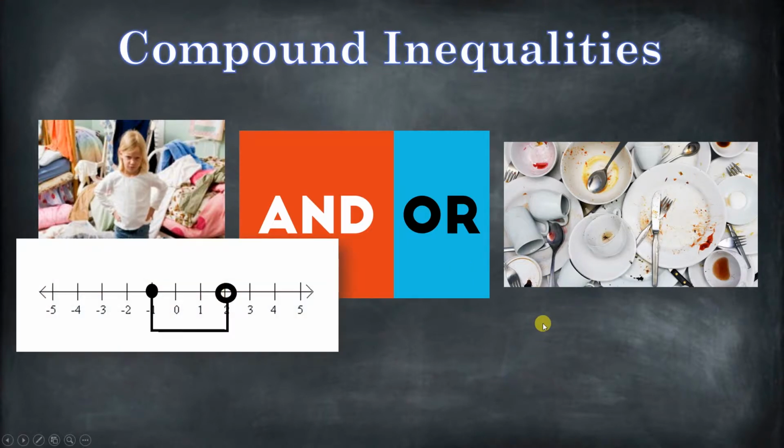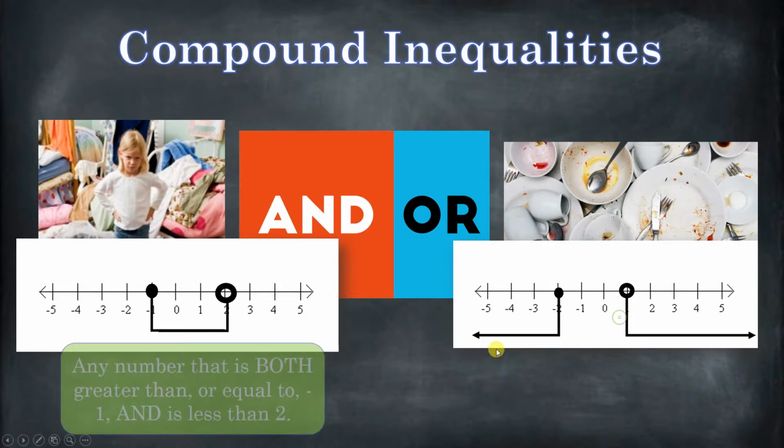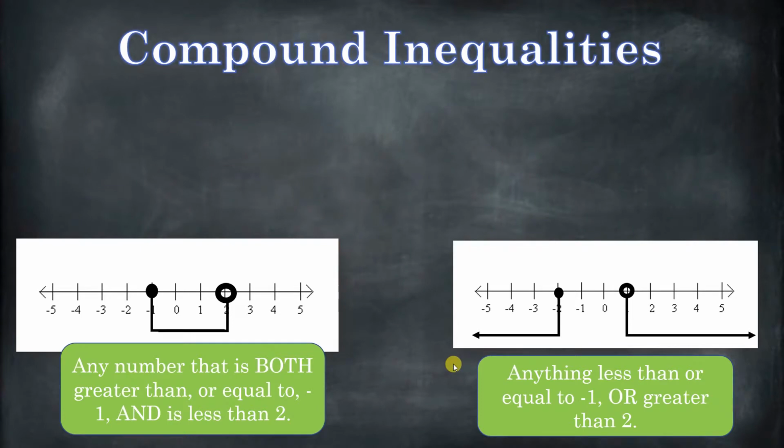And means both. So for example, this is an AND because all of these numbers are greater than or equal to -1 and are also smaller than 2. Whereas this is an OR because the numbers on this graph are either less than or equal to -2 or they are greater than 1. Do you see? So this is an AND statement because both conditions are met, and this is an OR statement because either condition is met, but not both, right?